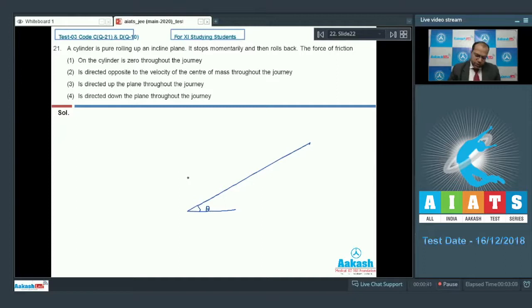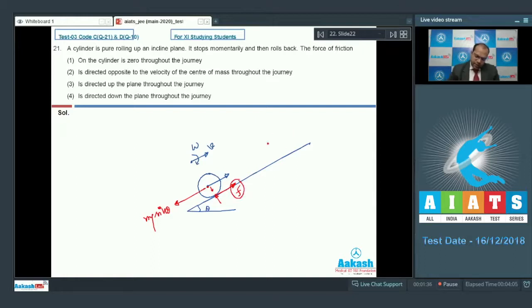So at t equal to 0, the cylinder is rolling up. Suppose it is moving in this direction with some speed v, and its angular velocity at this moment is omega. If I draw the free body diagram at this point, then if m is the mass of the cylinder, mg sin theta is acting in this direction, mg cos theta is acting in this direction, normal will act in this direction, and the static friction is acting in this direction, as it is the case of pure rolling. So at this moment, the direction of friction is upward.